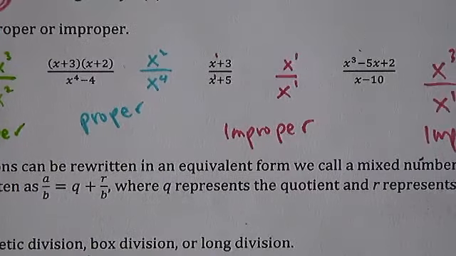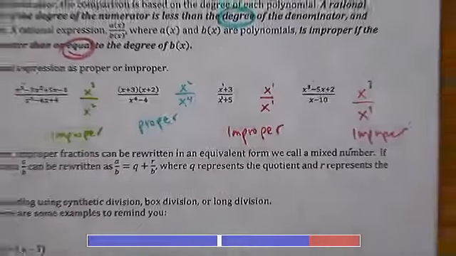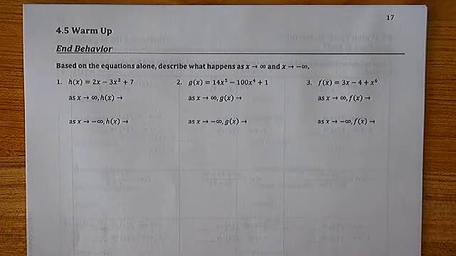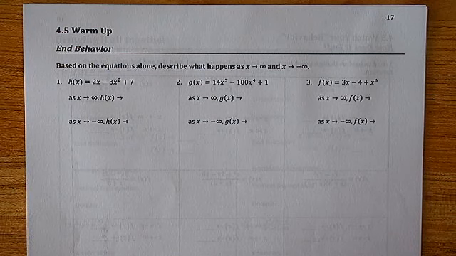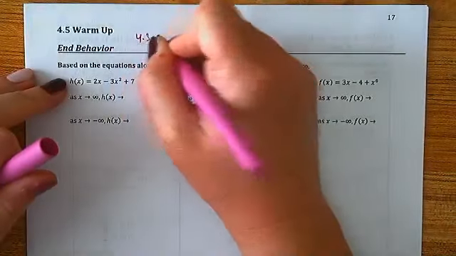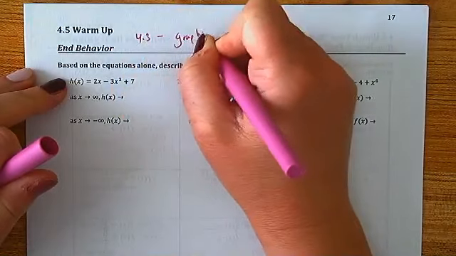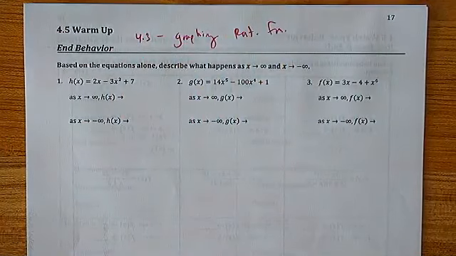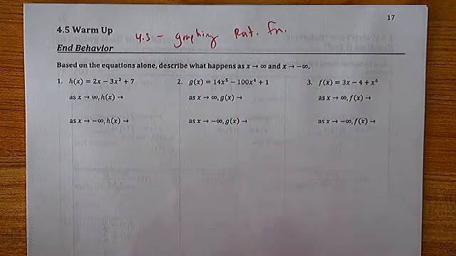Okay. All right, so we are ready to move on to 4.5. And we are going to do the warm-up because today we're actually going to start to loop back towards 4.3, which if you guys remember, 4.3 was all about graphing rational functions. So we're kind of going to get back into graphing.